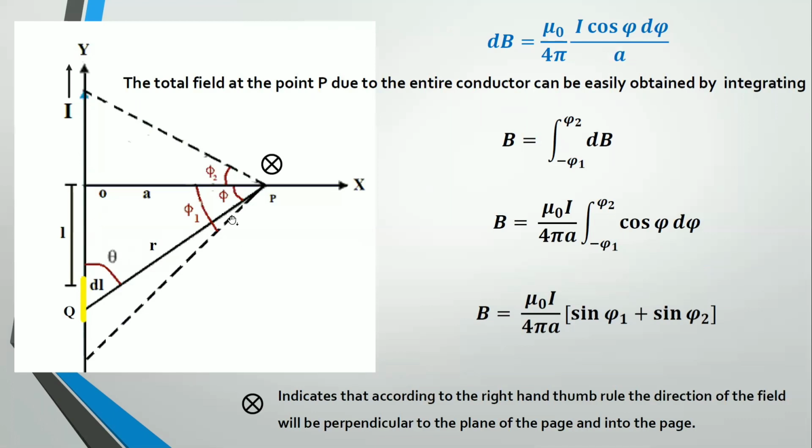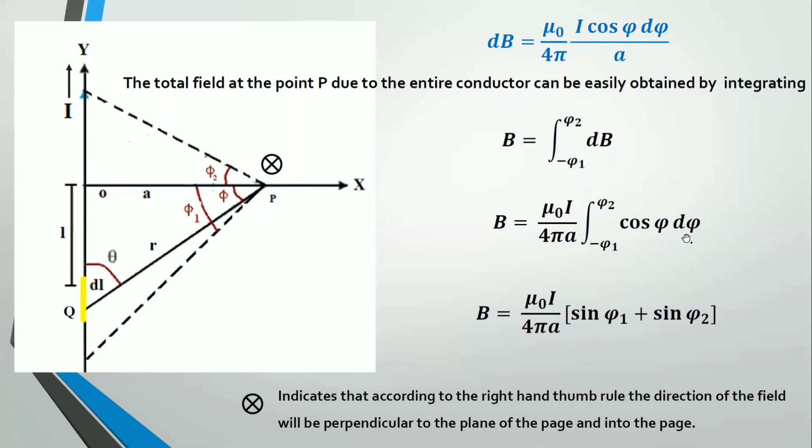From this lower part, this angle is taken in the opposite direction. So to obtain B, the magnetic field, it is integrated over dV. The limits are minus phi 1 to phi 2. So mu 0 I, just put the value of dV here, and here mu 0 I by 4 pi a are constant, so they are taken outside the integration. So we have cos phi d phi, integration from minus phi 1 to phi 2.